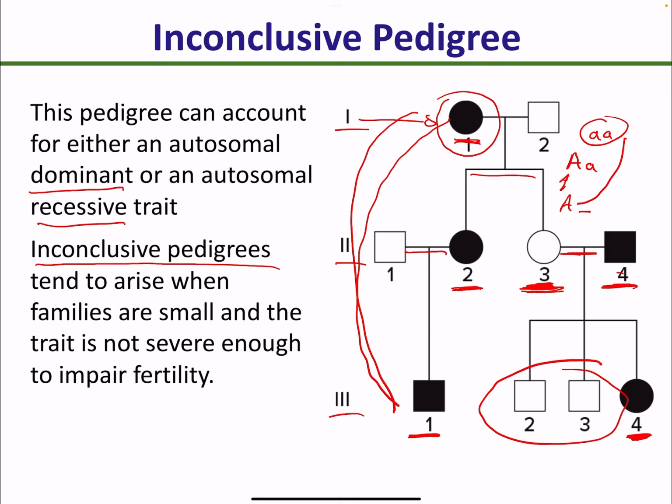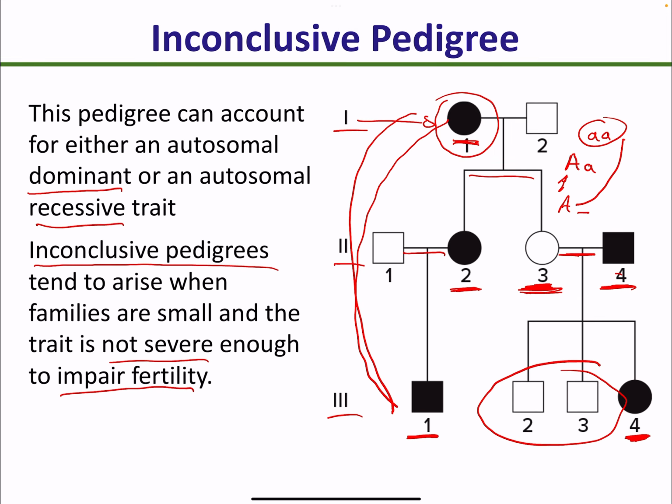So inconclusive pedigrees arise typically when the trait is not severe and when it doesn't affect fertility. Okay, in the case of alopecia, this is not a feature that is going to affect the vitality of an individual. That's one. Two, this doesn't affect the fertility of an individual, right? These are typical situations where pedigrees are going to be inconclusive.